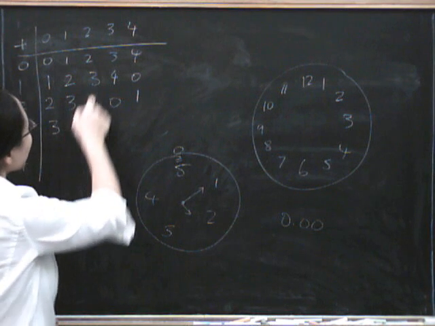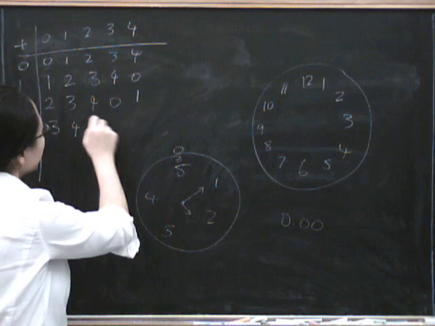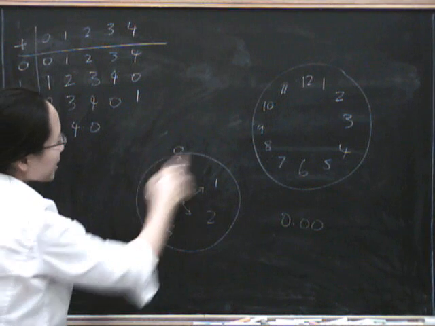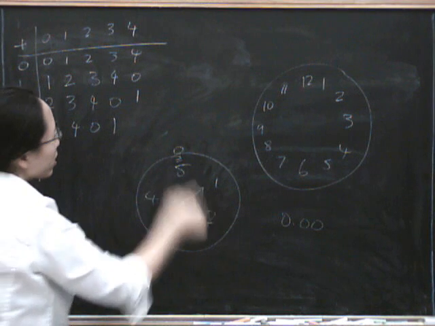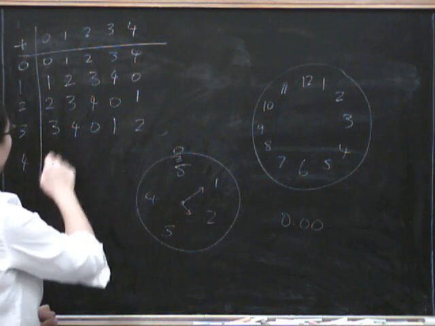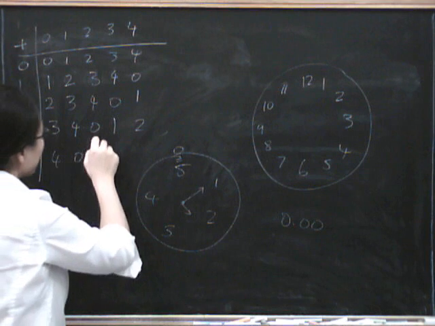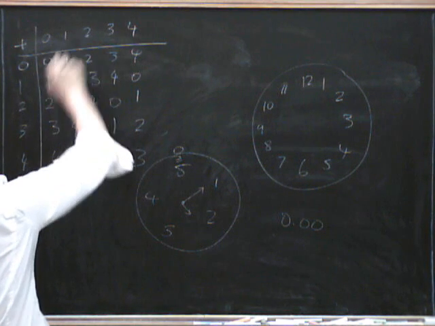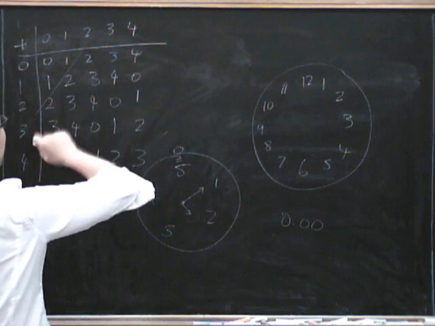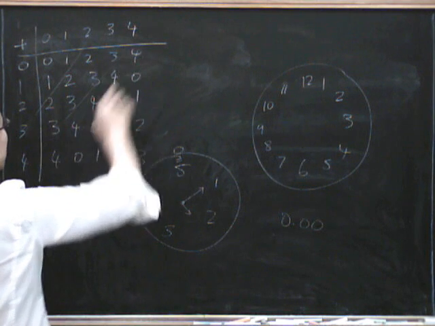3, 4. Then 3 add 2 is the same as 0. 3 add 3 is 6, which is also 1. And 3 add 4, we start here and go 1, 2, 3. We get back to 2 again. So then we have 4, 0, 1, 2, 3. So we have this nice kind of swirly pattern coming down here.